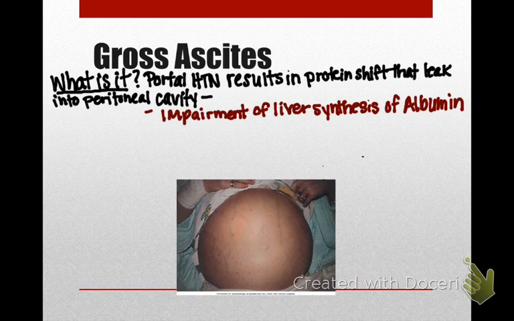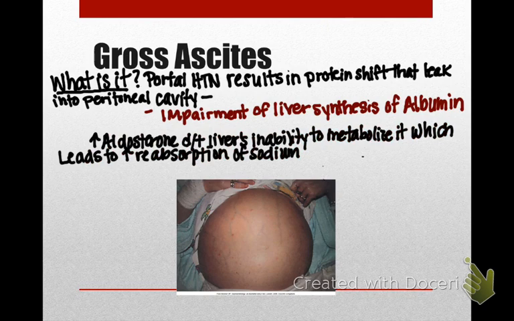That results in hypoalbuminemia. Hypoalbuminemia results in decreased colloidal oncotic pressure. Oncotic pressure pulls, hydrostatic pressure pushes. So you have an impairment of the liver synthesis of albumin. Also, you have an increase in aldosterone due to the liver's inability to metabolize it.